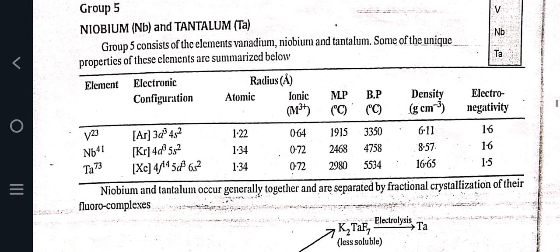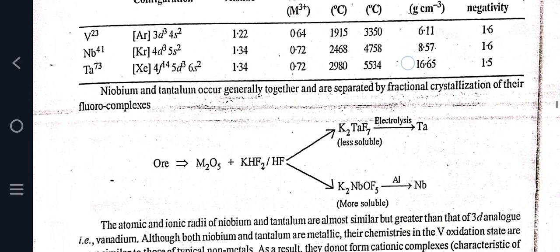Group 5: Niobium, Nb, and Tantalum, Ta. Group 5 consists of the elements vanadium, niobium, and tantalum. So, some of the unique properties of these elements are summarized below: element, their electronic configuration, atomic and ionic radii, melting and boiling point, density, and electronegativity. Niobium and tantalum occur generally together and are separated by fractional crystallization of their fluorocomplexes.